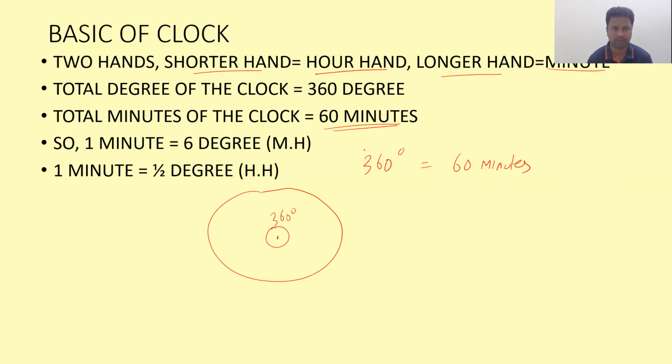A very important conversion: for every 1 minute, the minute hand will move 6 degrees. The hour hand will have a movement of half a degree. So these are very, very important conversions. For every 1 minute, the minute hand's movement is 6 degrees. The hour hand's movement is half a degree.